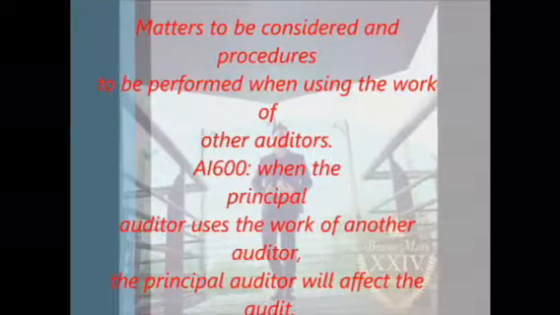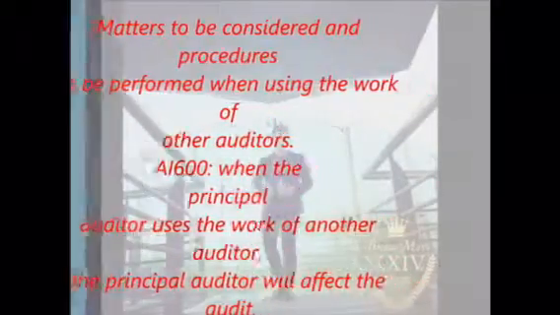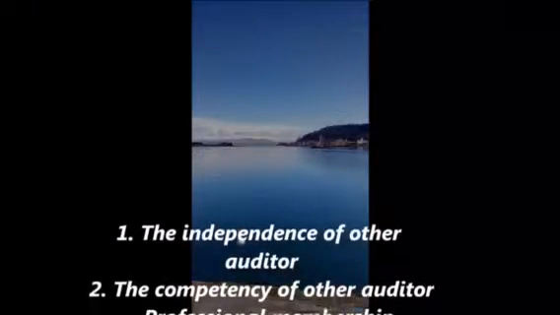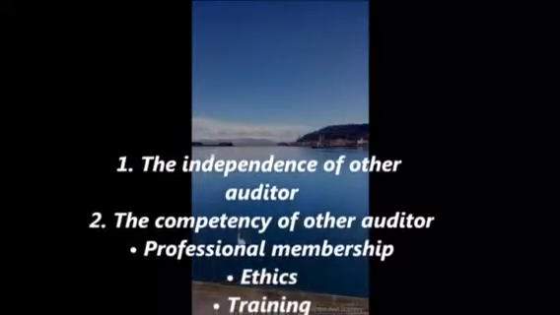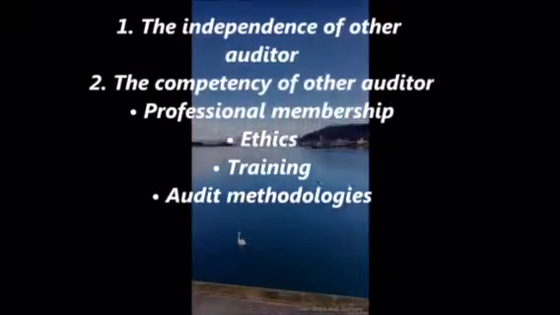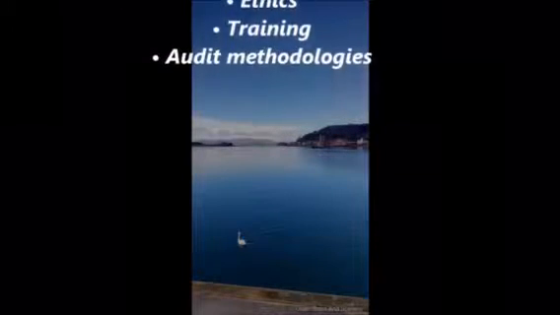According to ISA 600, when the principal auditor uses the work of another auditor, the principal auditor will be affected in the audit. There are matters to be considered. First one, the independence of other auditors, and competency of other auditors, including professional membership, ethics, training, and audit methodologies.